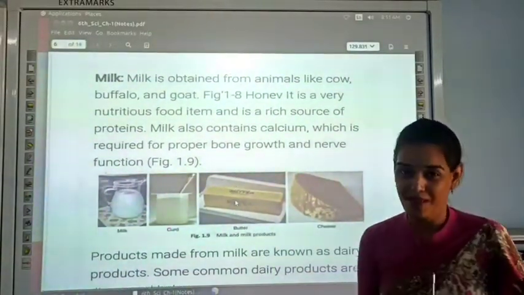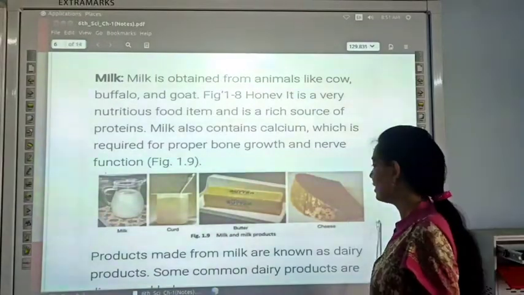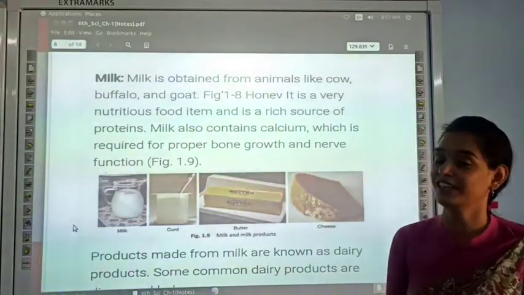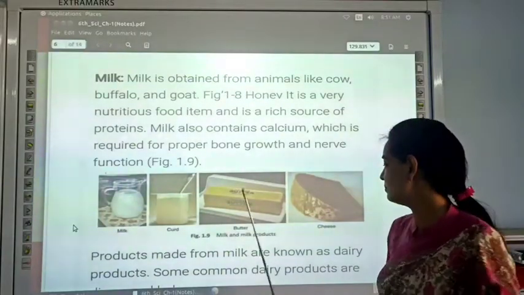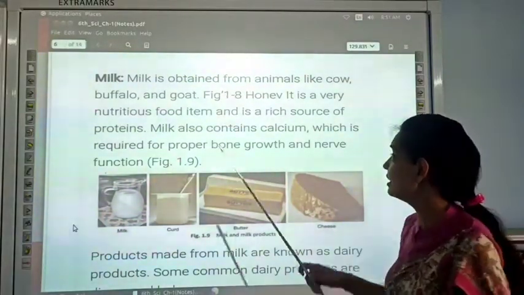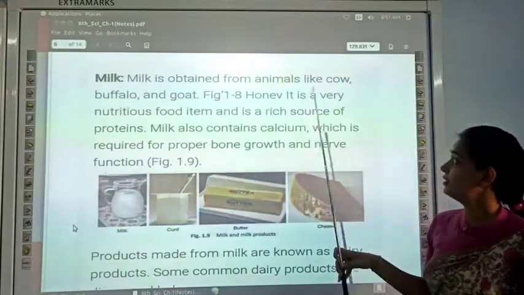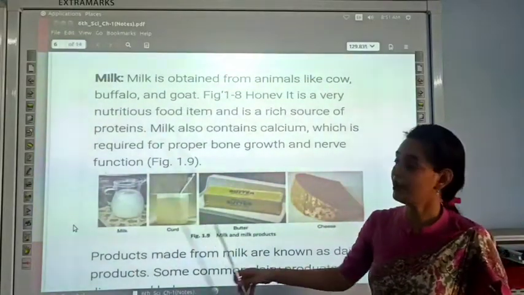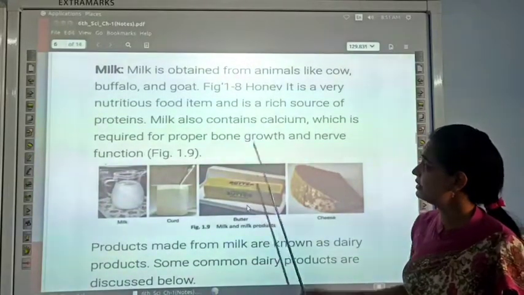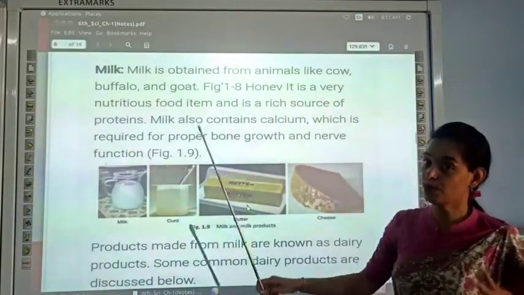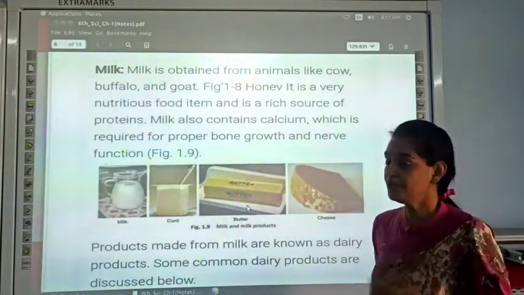Now milk, that is your favorite part I think, because lots of dairy product you eat daily, like ice cream, curd, butter, cheese and all that. So milk is obtained from the animal like cow, buffalo and the goat. So it is a nutrient for the body. This is rich in the protein. Milk is highly rich in the protein.